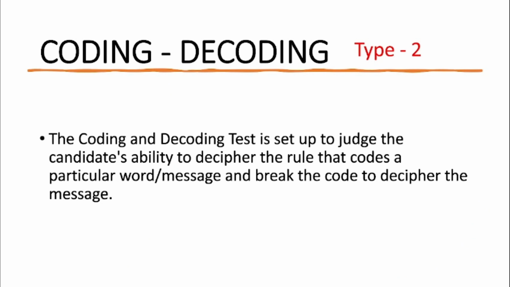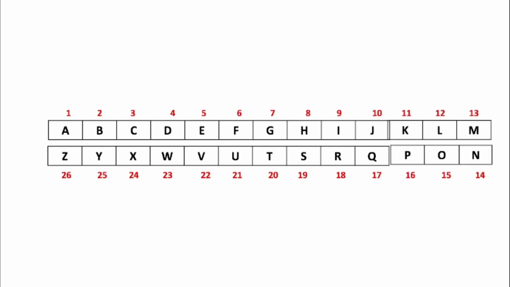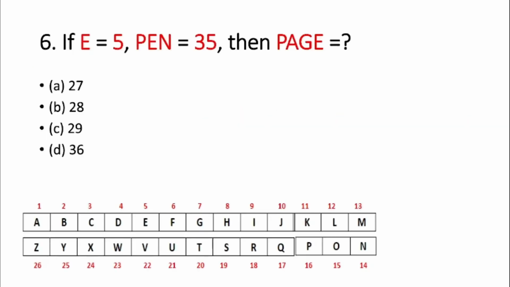In the previous video we have seen type 1 of coding and decoding. In this video we are going to see type 2 of coding and decoding. But before going into type 2, in the previous type we have one question left out. So first we will solve that question and then we will move on to type 2.